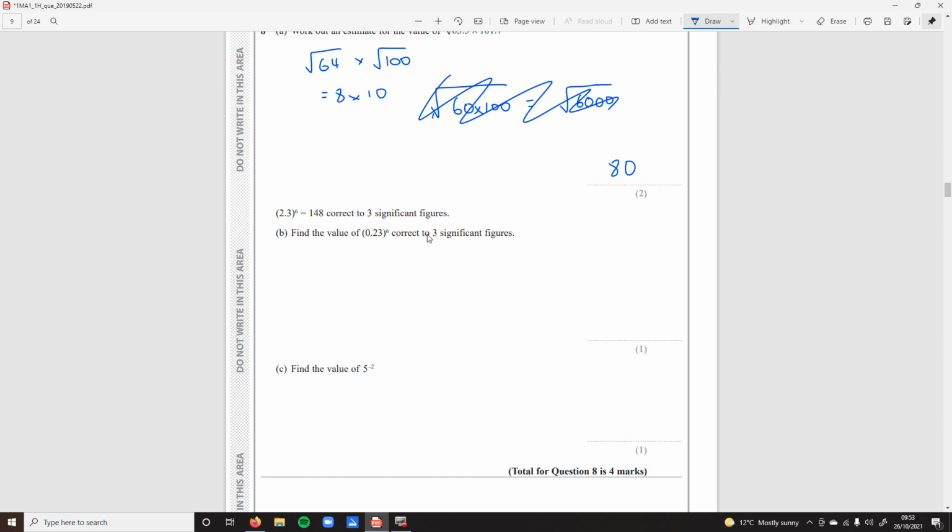2.3 to the power of 6 equals 148, correct to 3 significant figures. Find the value of 0.23 to the power of 6, correct to 3 significant figures. Oh my god. Like you divide it by 10, but then you've done that 6 times.